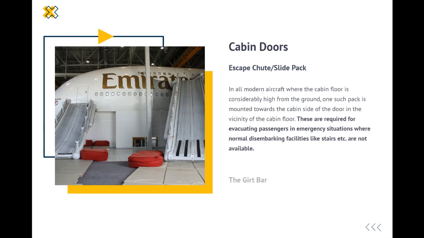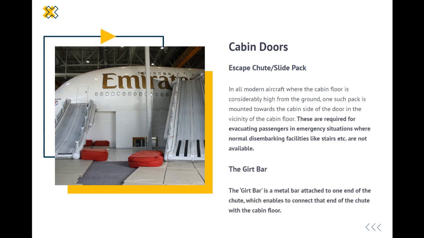Escape chute or slide pack. In all modern aircraft, where the cabin floor is considerably high from the ground, one such pack is mounted towards the cabin side of the door in the vicinity of the cabin floor. These are required for evacuating passengers in emergency situations, where normal disembarking facilities like stairs etc. are not available. The girth bar. The girth bar is a metal bar attached to one end of the chute, which enables to connect that end of the chute with the cabin floor.